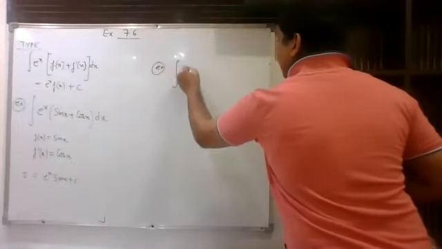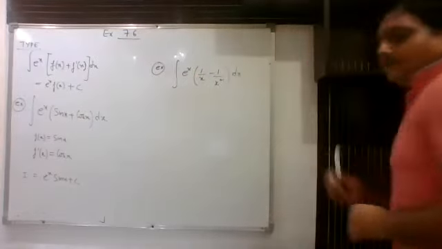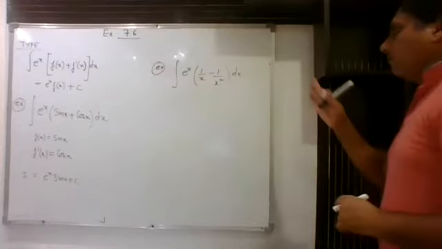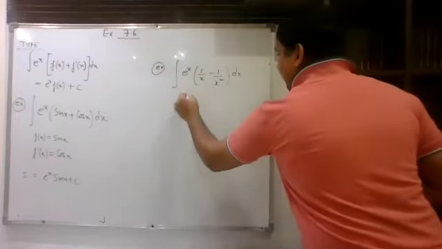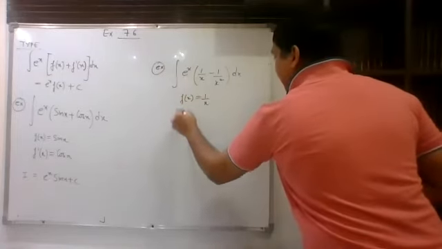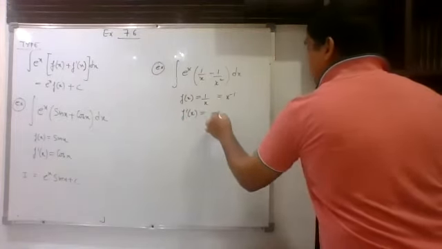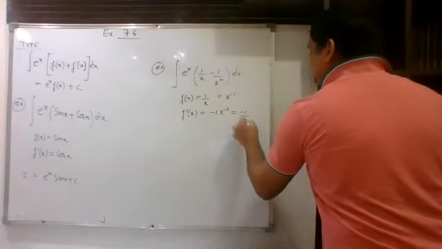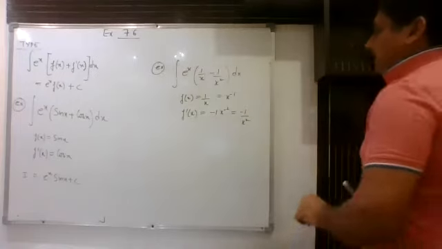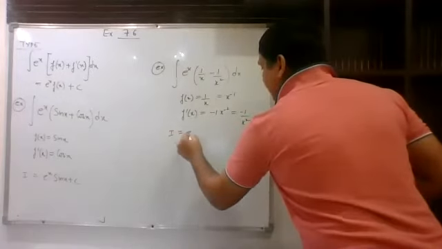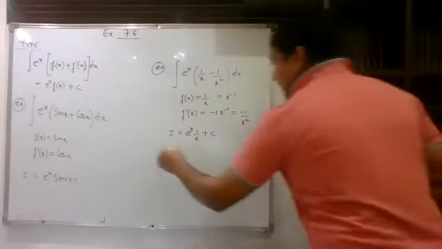Suppose the question is e^x (1/x − 1/x²) dx. Now here again it is a one marker question. So you have to decide which one is your f(x) and which one is your f'(x). So here your f(x) will be 1/x, and f'(x), if you take the derivative of it, will be −1·x^(−2), which can be written as −1/x². So again it is of that form. So I can write the answer as e^x f(x) + c. This is how directly we can write the answers.